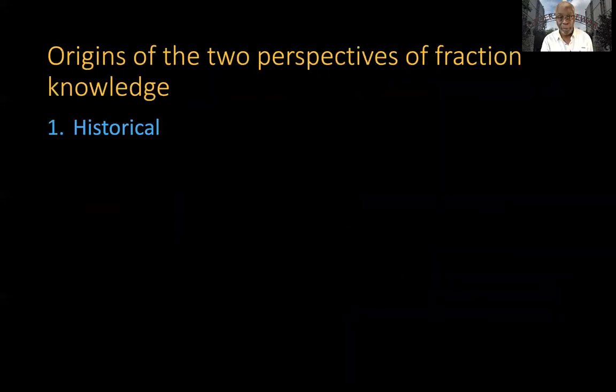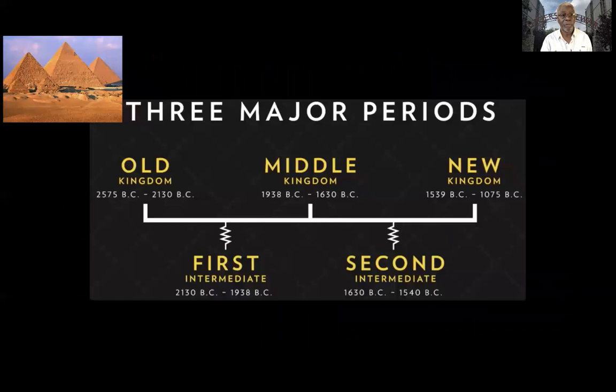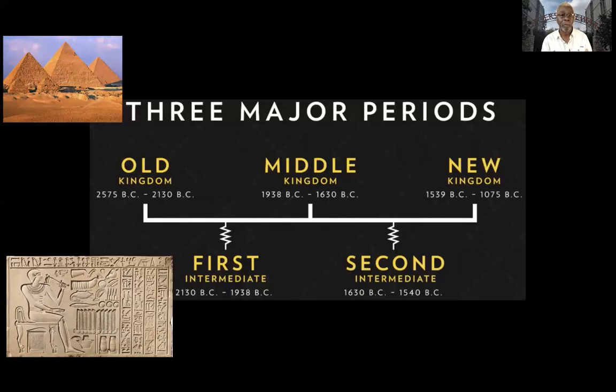These perspectives have origins. One is historical, and the other is philosophical. The historical perspective brings us back to ancient Egypt, where written versions of fractions were first invented. We know that Egypt has three major periods. In the old period, there was already evidence of engineering and writing in ancient Egypt, where numbers, fractions, and other ideas were represented in hieroglyphics.